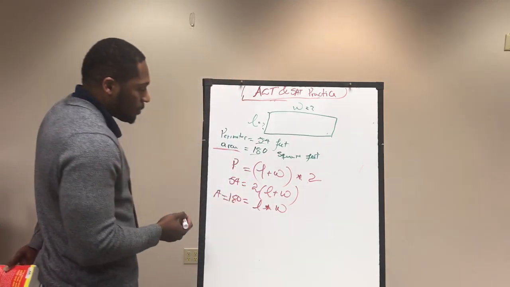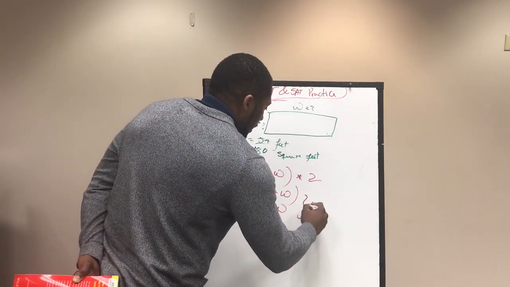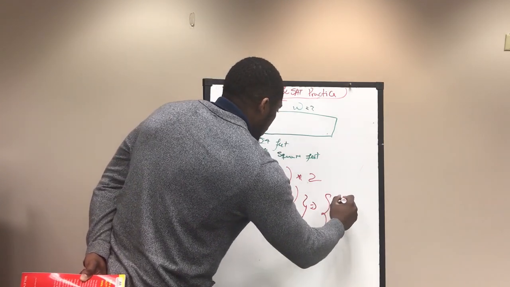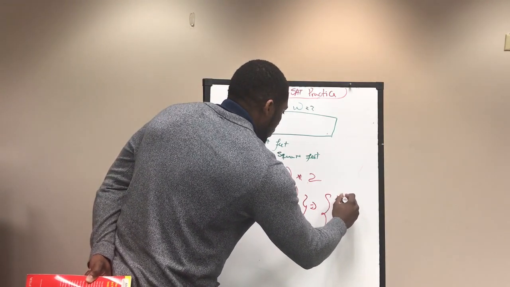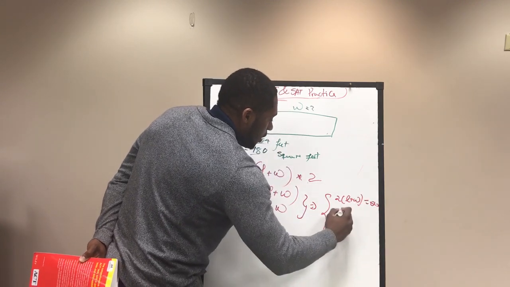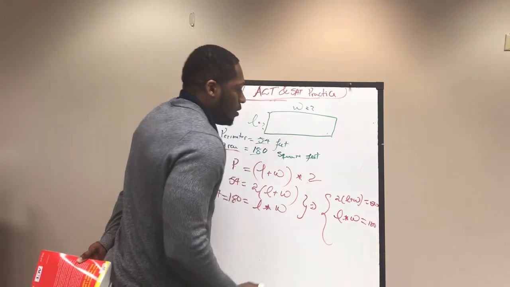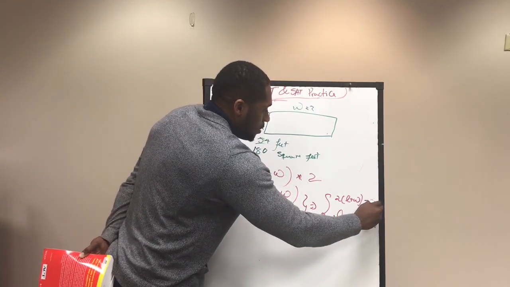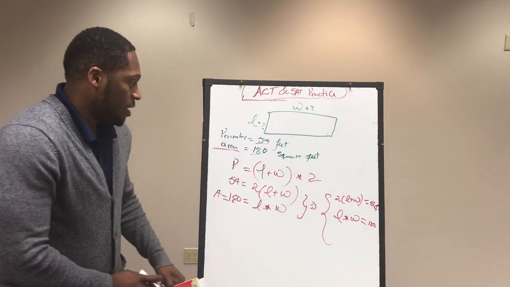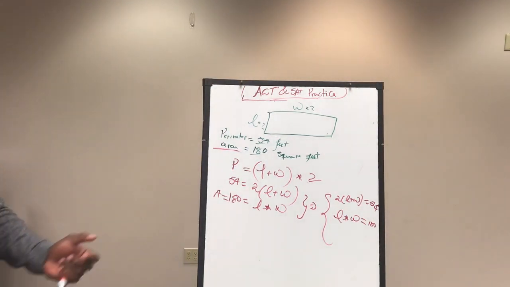All right. So we have two equations here. That's what we have actually. So 2 times length plus width is equal to 54. Length times width is equal to 180. There's probably a million ways to solve this. I'll show you which one I think is easier.